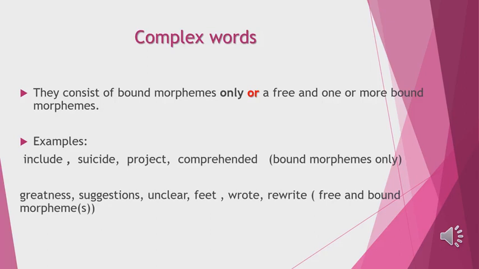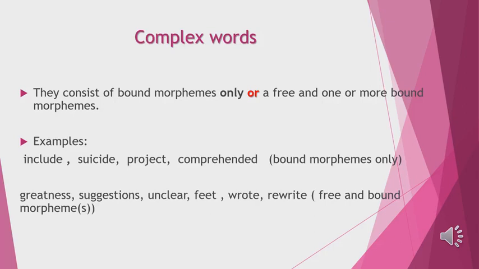Complex words also consist, as we've said, of a free morpheme plus bound morphemes. Greatness. Great is a free morpheme. Ness is a bound morpheme. So we call this word greatness a complex word. Suggestions. It consists of a free morpheme, suggest, plus tion and s, bound morphemes. So we call this word a complex word. Unclear. It consists of a bound morpheme, un, plus the free morpheme clear, so it is a complex word.